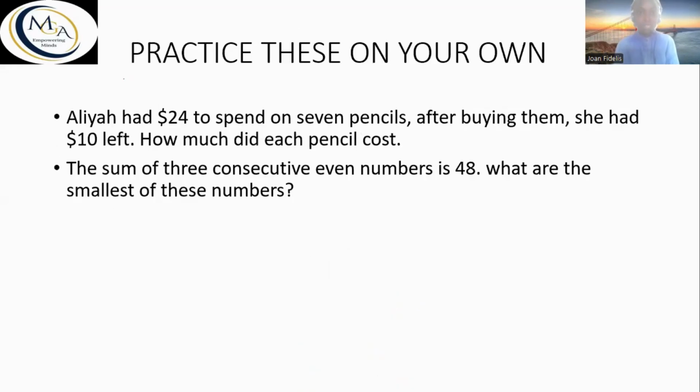So I'm going to give you this to practice on your own. Aliyah had $25 to spend on 7 pencils. After buying them, she had $10 left. How much did each pencil cost? The sum of 3 consecutive even numbers is 48. What is the smallest of these numbers? So you're to practice this on your own so that you can better understand word problems on two-step equations.